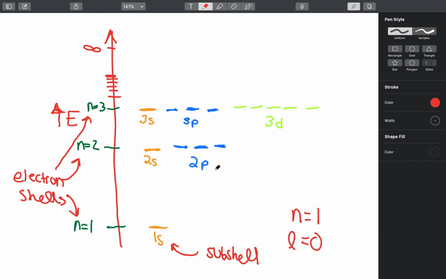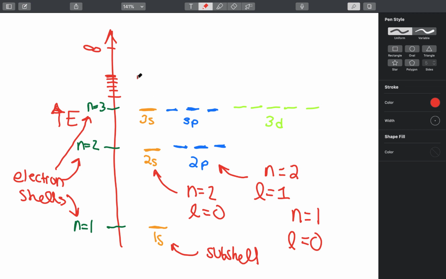In the n equals 2 shell, we have a 2s subshell and a 2p subshell. For the 2s subshell, we have an n equals 2 electron shell with an L equal to 0. And for the 2p, we have n equals 2 and an L value equal to 1. And then lastly, we have an n equals 3 electron shell.